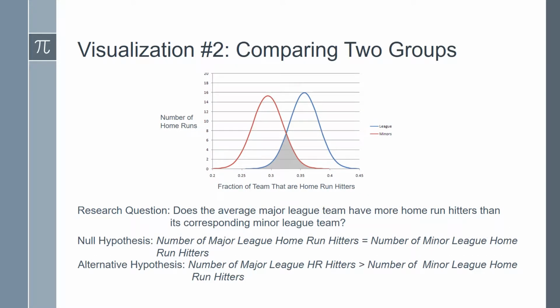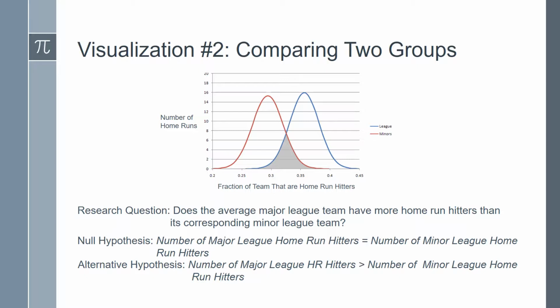In Visualization 2, comparing two groups, the variable data is plotted on two bell curves. The major home run league data is represented by the blue bell curve, and the minor home run league is the red bell curve. The two variables are plotted on the vertical axis as the number of home runs, and fraction of team that are home run hitters is on the horizontal axis.